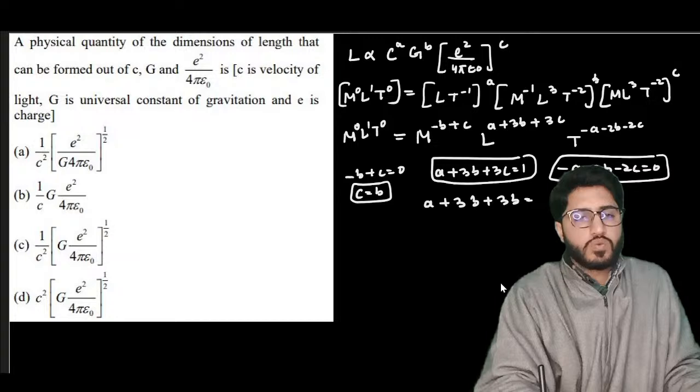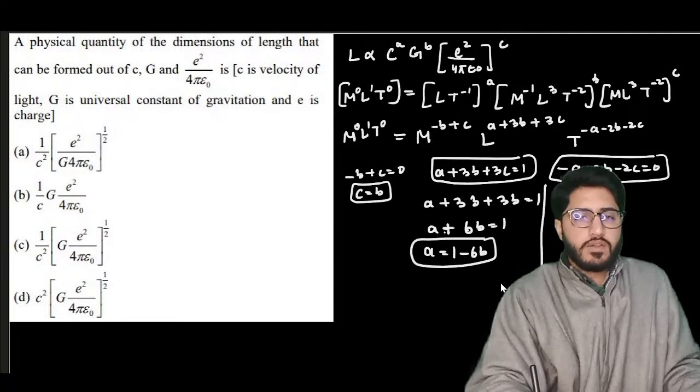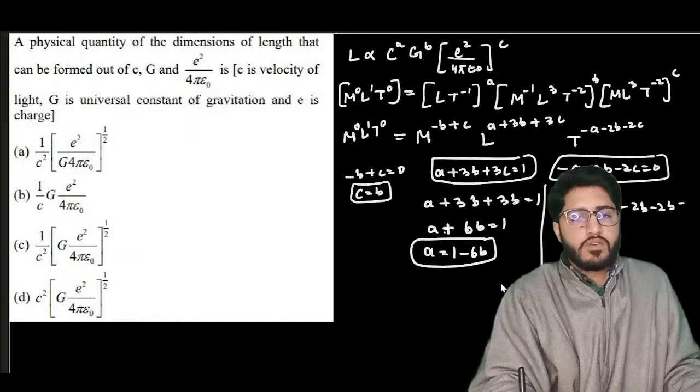I can have B equals to 1. So A came out to be A plus 6. It is 6B equals to 1. So A is equal to 1 minus 6B. Put these values in this one. What is A? Is minus A. A is equal to 1 minus 6B minus 2B minus 2. What is C? C is also B equals to 0.